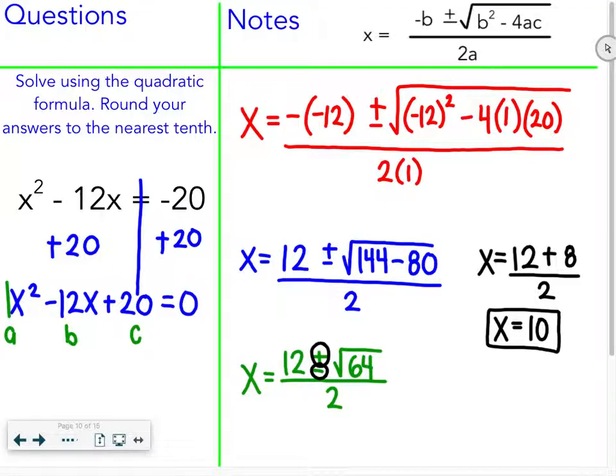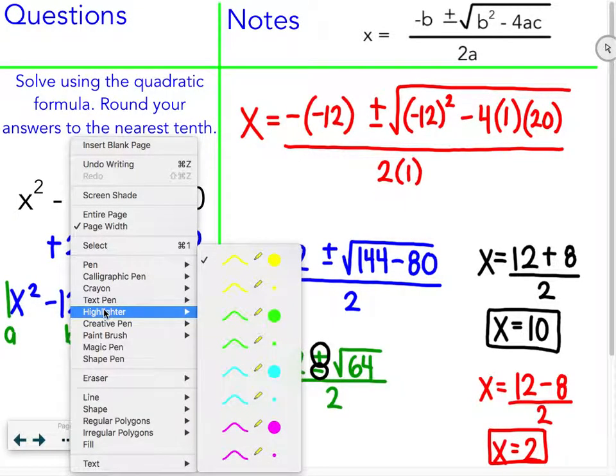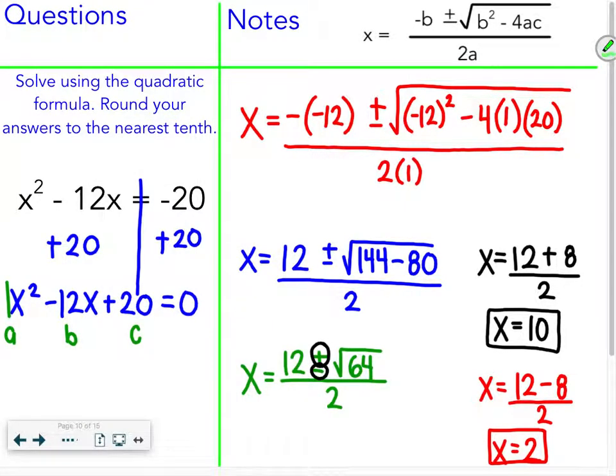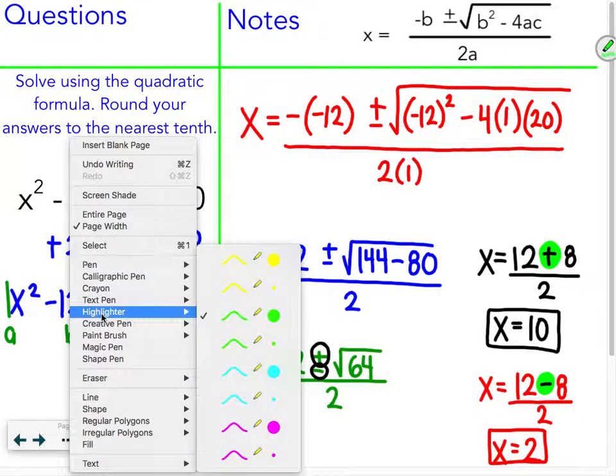And then my other solution, I'm going to go x equals, and then 12 minus the square root of 64, which is 8 again, over 2. So then I have 12 minus 8, which is 4. 4 over 2 is 2. So keep in mind that both of these were the same. We just had one with addition and then one with subtraction. And that is how we ended up with our two solutions.